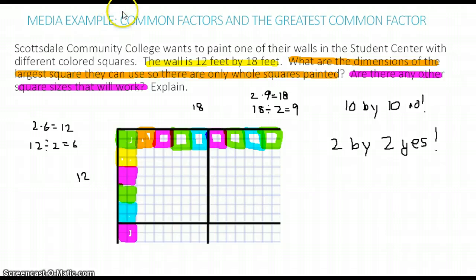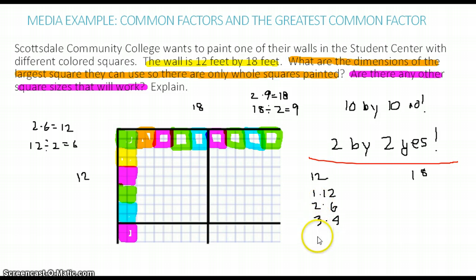So let's try to think of some other ones that might work. Well, I'm going to look at 12 and 18. So I know 12 I can break into 1 and 12 pieces. I can break it into 2 times 6 pieces, or 3 times 4 pieces. And at this point I'd stop. If I went on to 4, I'd just get the remaining factor pairs.